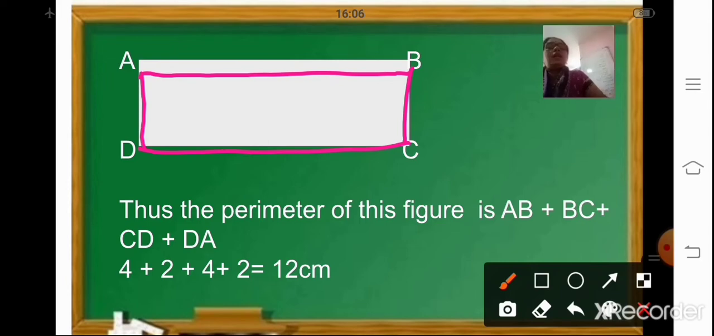Now in this, if I say the length of AB is 4 cm and BC is 2 cm. So obviously the length of DC or CD will also be 4 and AD will be 2. Yes, why? Because the opposite sides of a rectangle are equal. So when we find the perimeter, that is AB plus BC plus CD plus DA, that is 4 plus 2 plus 4 plus 2, that is 12 centimeter.